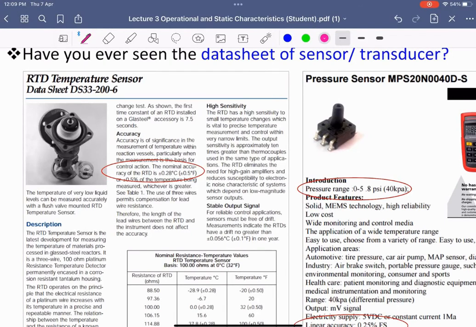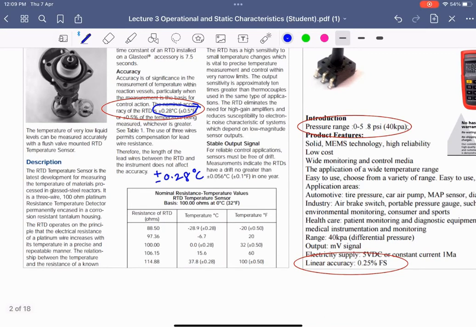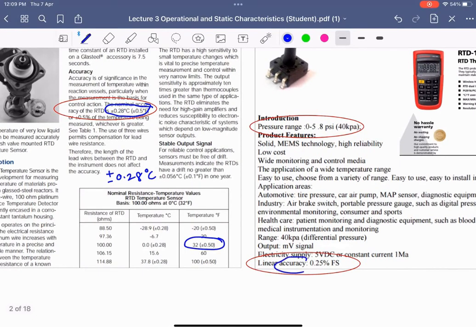If you look at the data sheet, you will look at a few values, for example, plus minus 0.28 degree. Then you will have 32 plus minus 50, and you will have the word accuracy. We want to look at the accuracy first: 0.5 to 5 full scale. What does it mean? FS, full scale. Then of course you will look at the pressure range, because sometimes we don't know what range we want to measure. For example, we will look at the maximum range, and then you will have the word span.